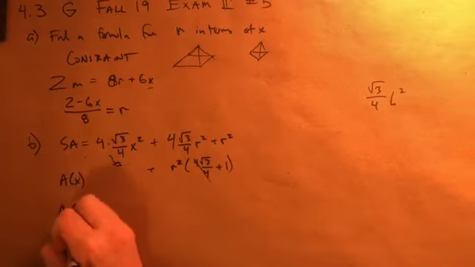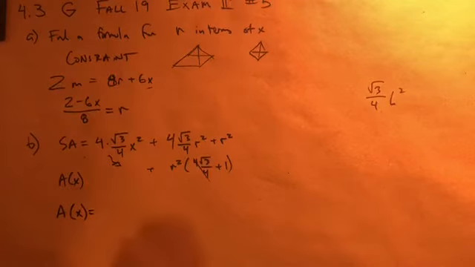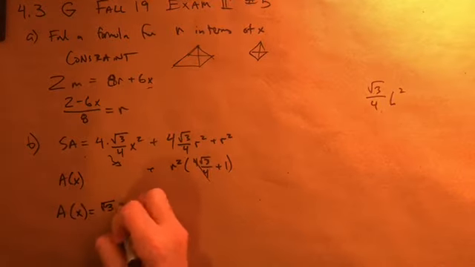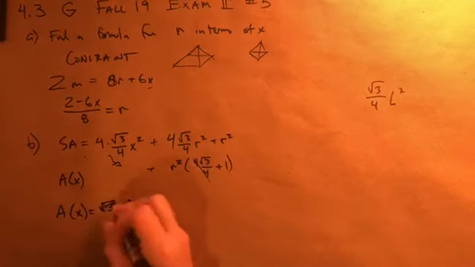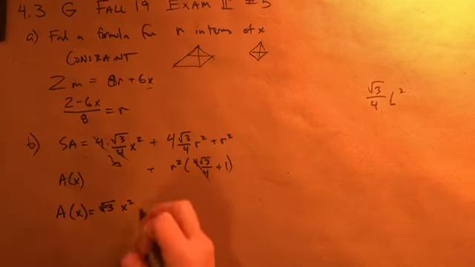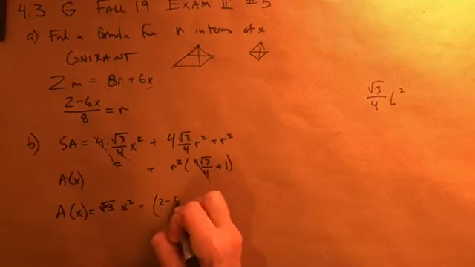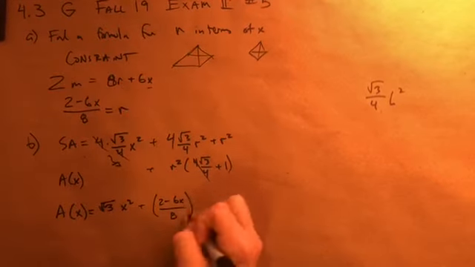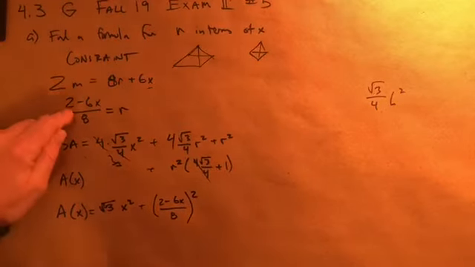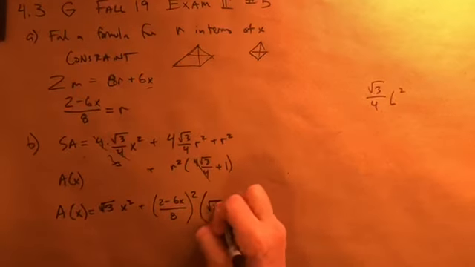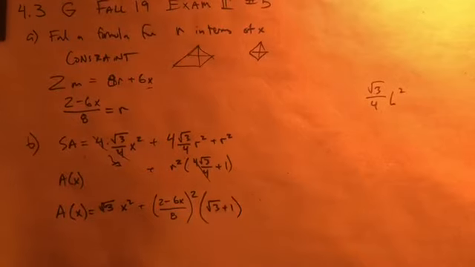So the area as a formula of x is equal to root 3 x squared, and there I canceled those 4's out, plus (2 minus 6x over 8) quantity squared, and that's my substitution of my constraint into my surface area, times root 3 plus 1. Almost done, friends.